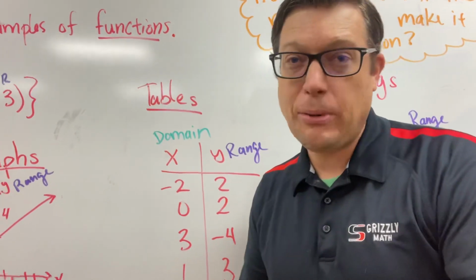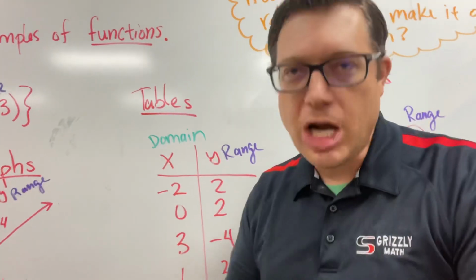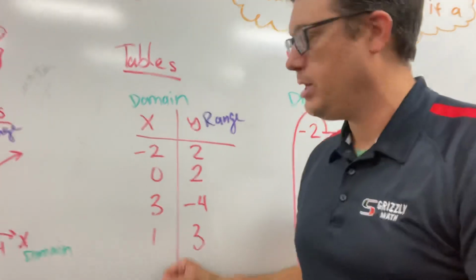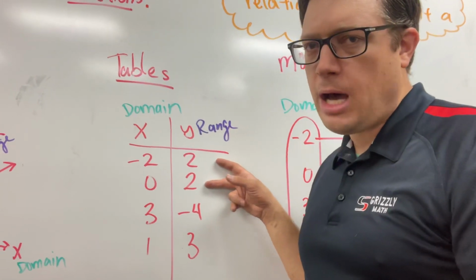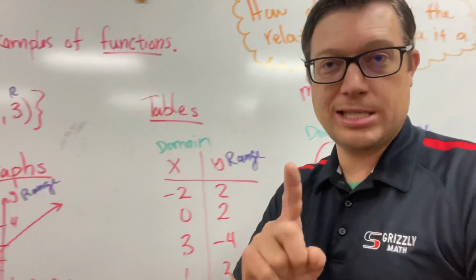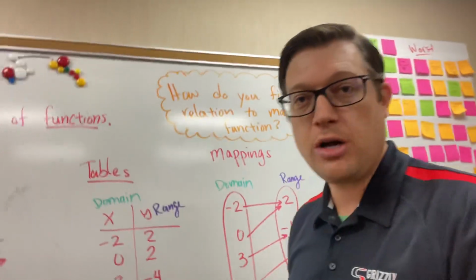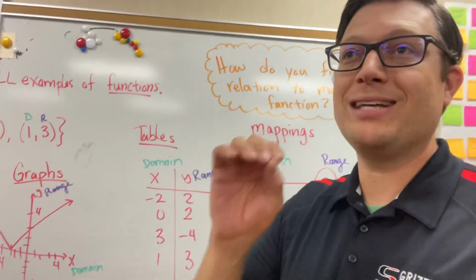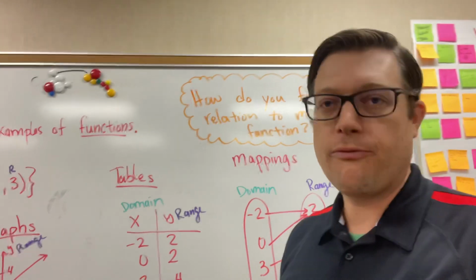I know that table is a function and not just a relation because the x's are only listed once. Even though the y's are doubled up, the x's are listed once. That's the definition of a function. Each element of the domain is mapped to exactly one element from the range.